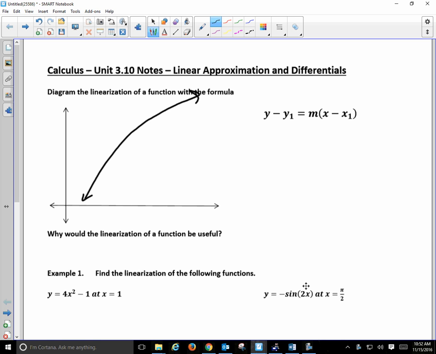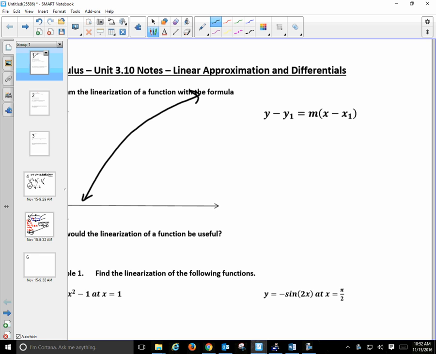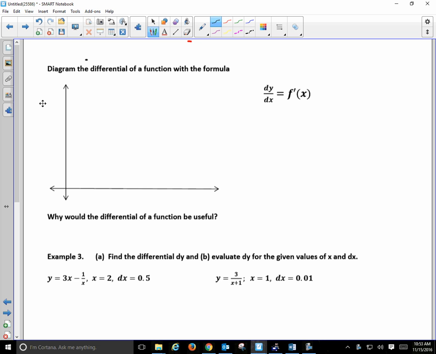Okay, today we're going to talk about differentials. We talked about linearization and linear approximations yesterday. Today we're going to talk about differentials.